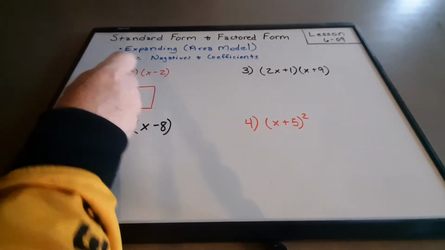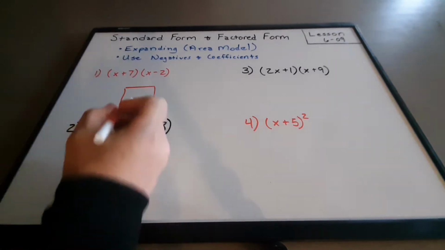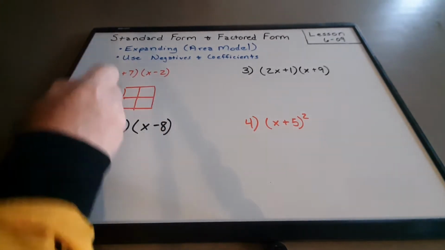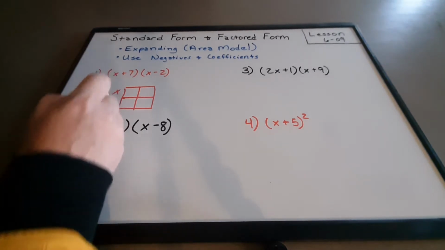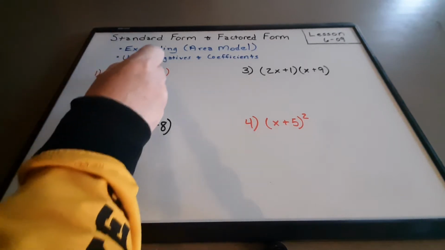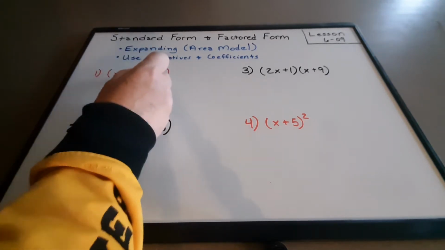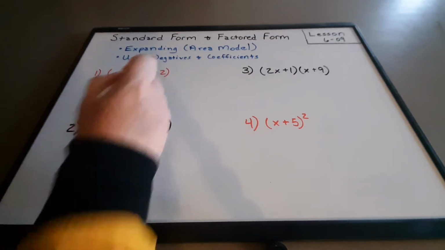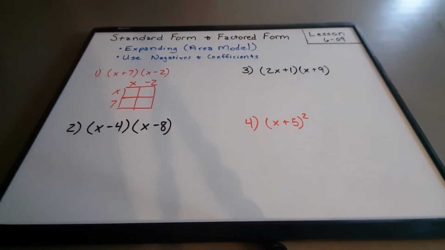Because there's two parts to each one, we're going to split each side into 2 parts. This first side is going to be x, and we have a positive 7 there. And then this, we have x. Because it says minus 2, we're going to treat it as a negative 2. So we're going to treat all subtractions as negative numbers.